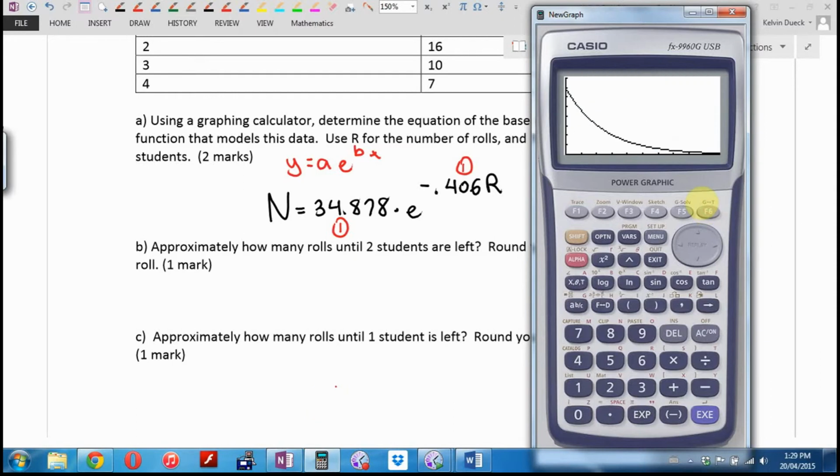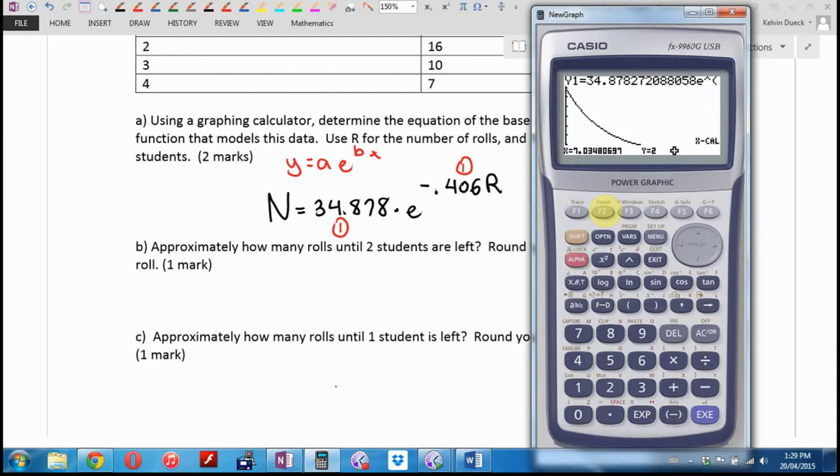Now I can answer the question. 2 students. Is that N or is that R? N. That's a Y value. So I want to do a Y calculation. No. I want to do an X calculation because they gave me a Y value.